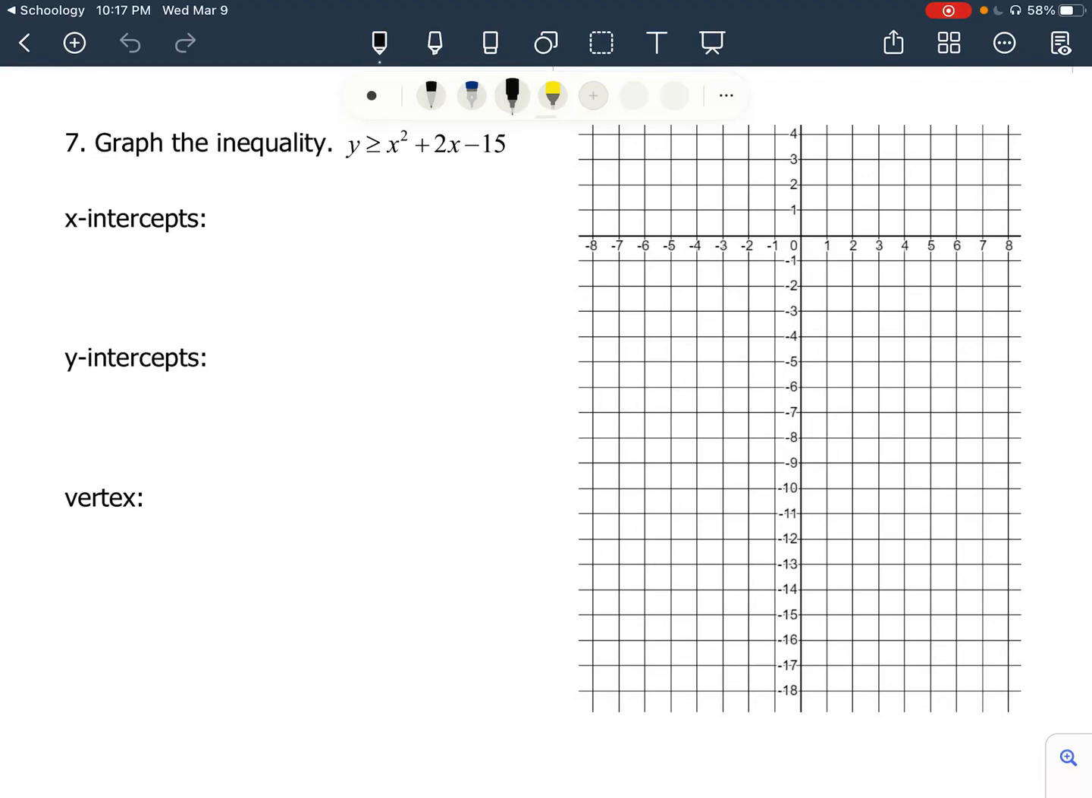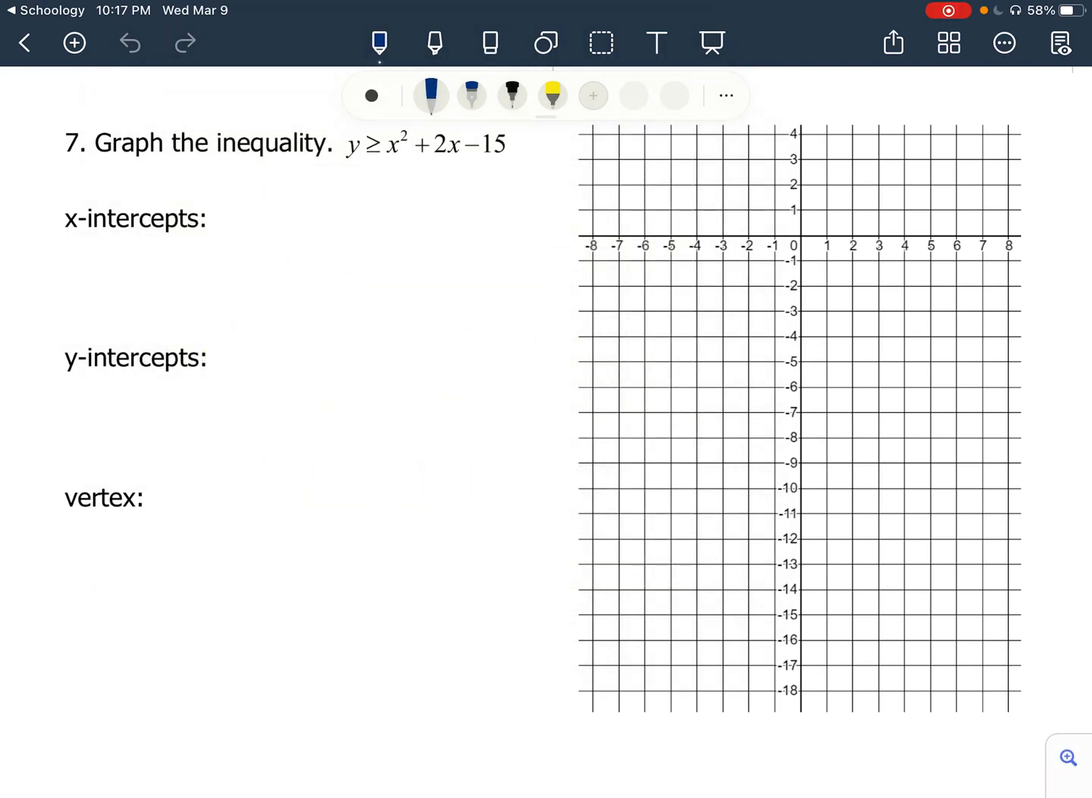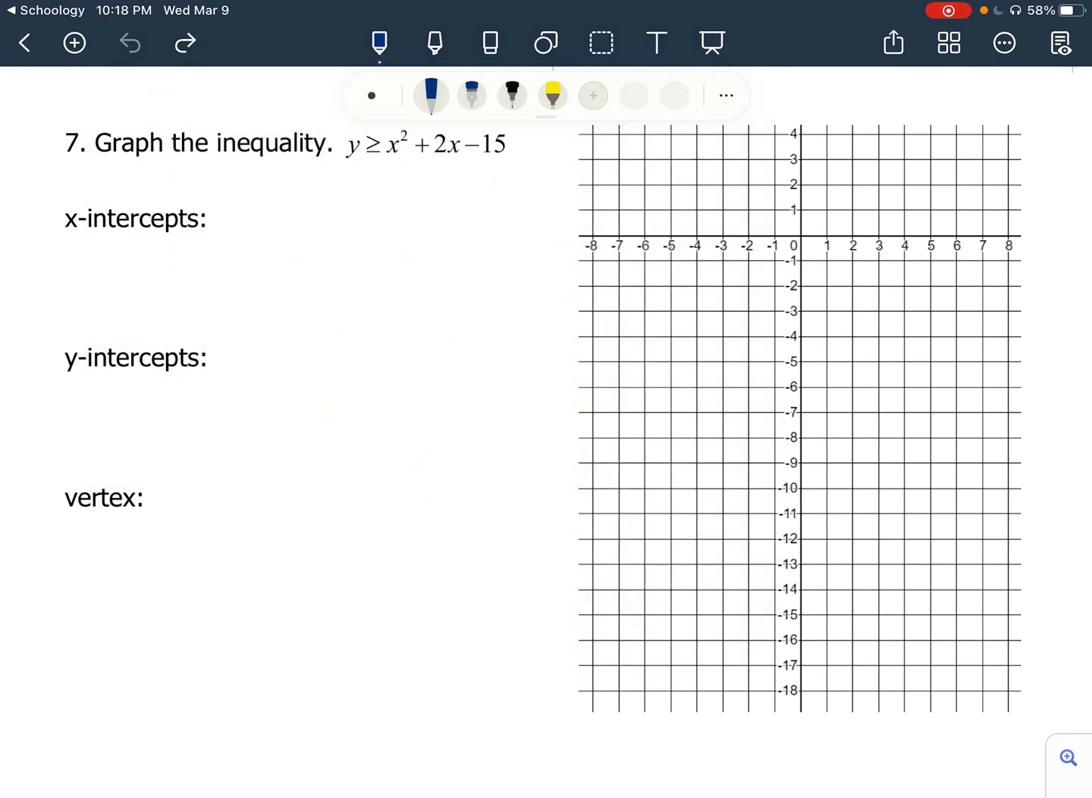Question 7 says graph the inequality y is greater than or equal to x squared plus 2x minus 15. So the first thing that you need to do is find the x-intercepts. So I'm going to use box diamond method. There are other ways, but we'll just start there.